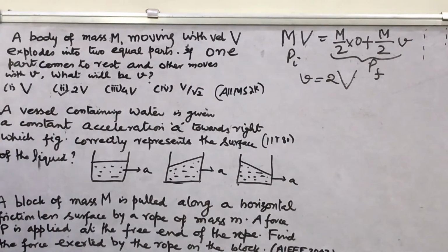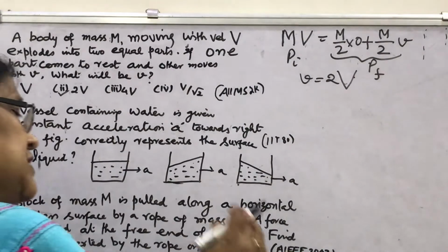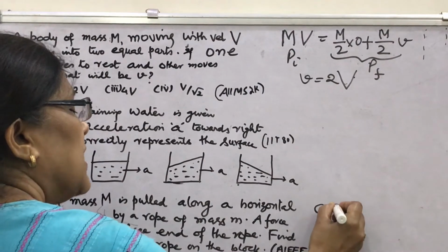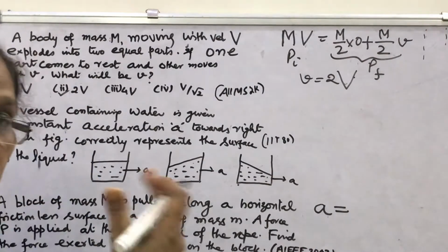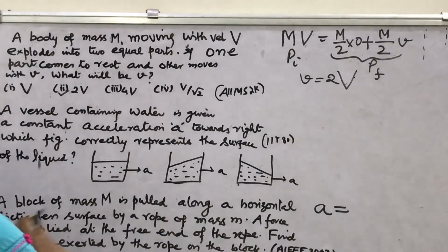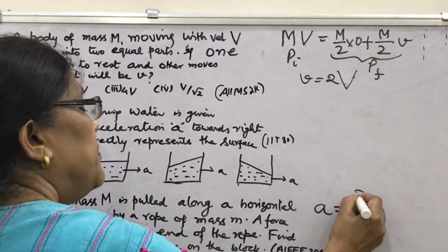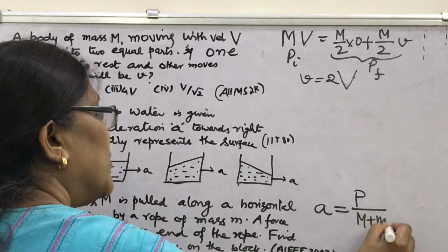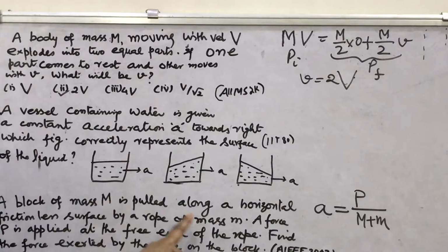How will you find the acceleration of the block? Acceleration is force upon mass. How much is the force applied? P. So you will write force P upon the mass of both block and rope. The block is M and the rope is of mass m.